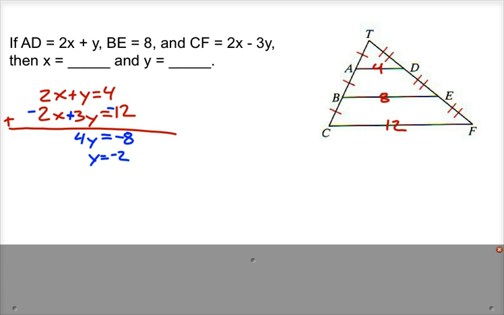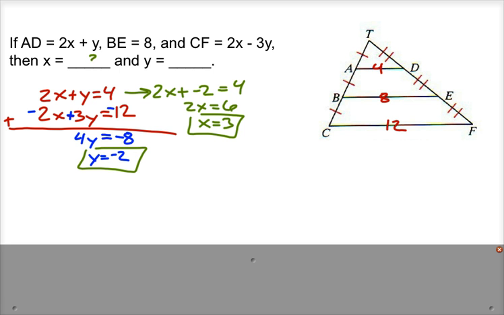Okay. Now that I know what y equals, I'm going to go back to one of the original equations and substitute that value in. So I'm going to substitute into the top equation. So I get 2x plus y, and y happens to be negative 2, equals 4. Solve this equation, add 2 to each side. 2x equals 6. Divide each side by 2, and x equals 3. So my final answer would be that x equals 3 and y equals negative 2.